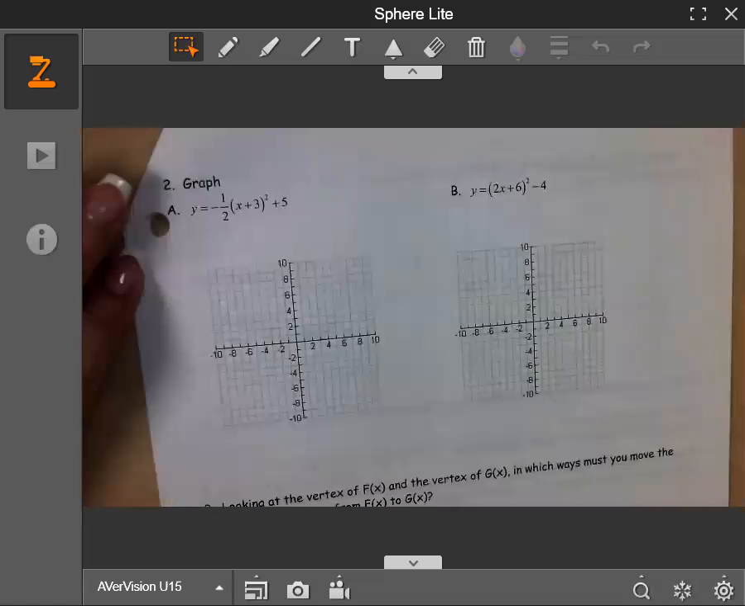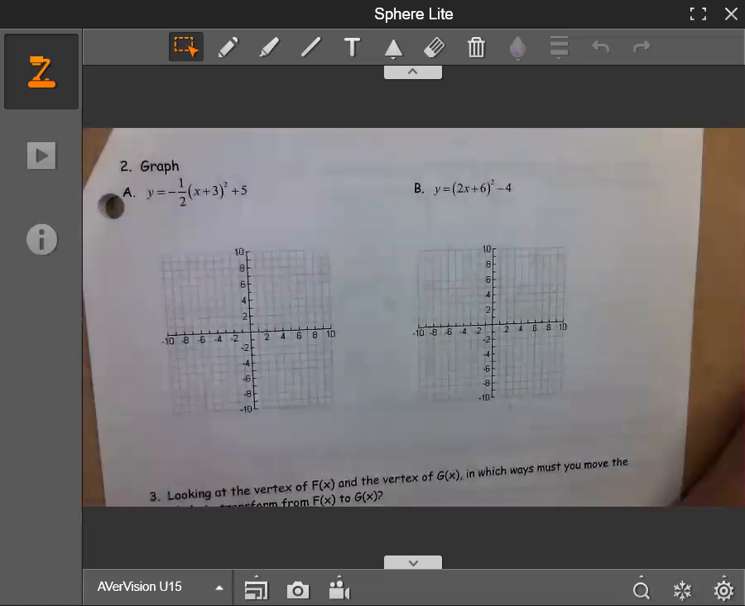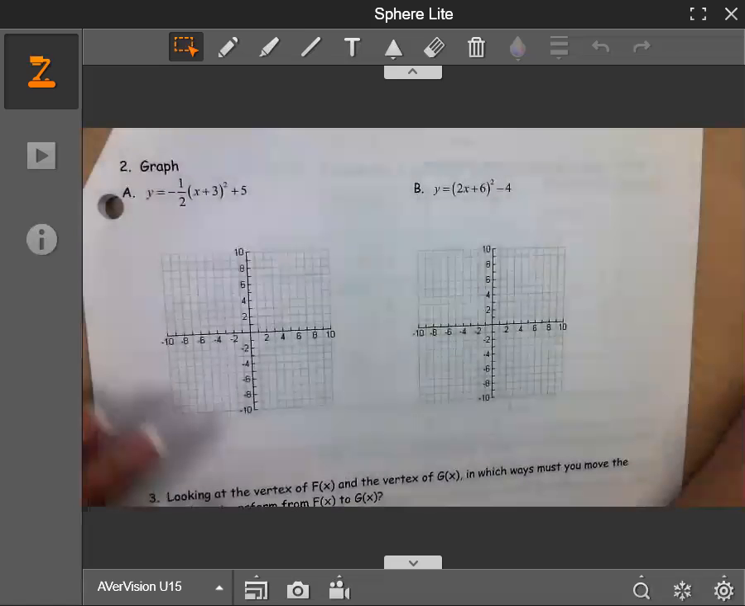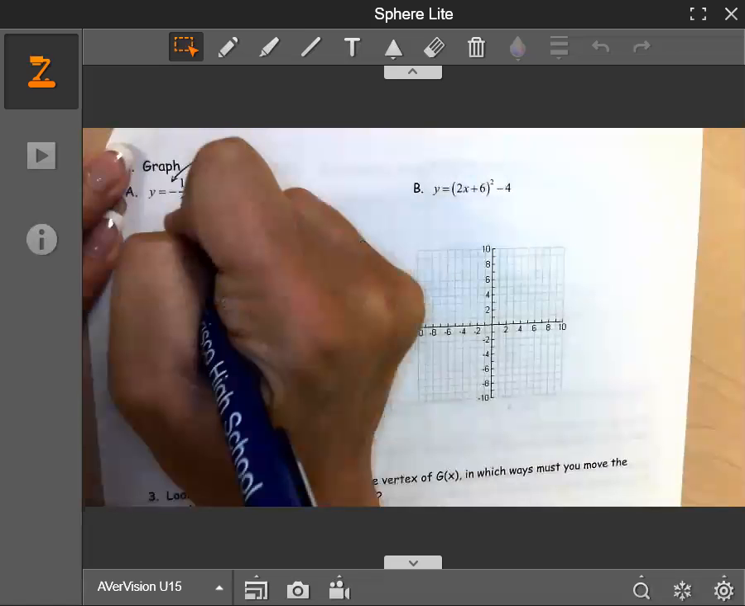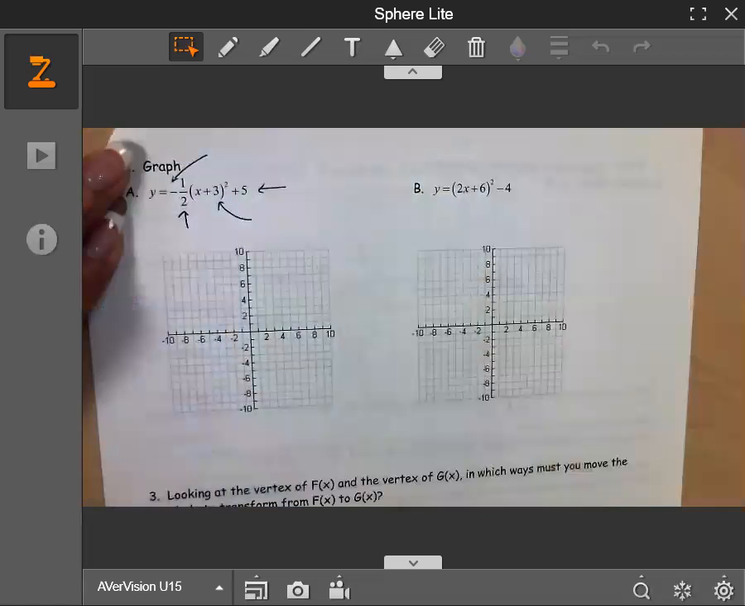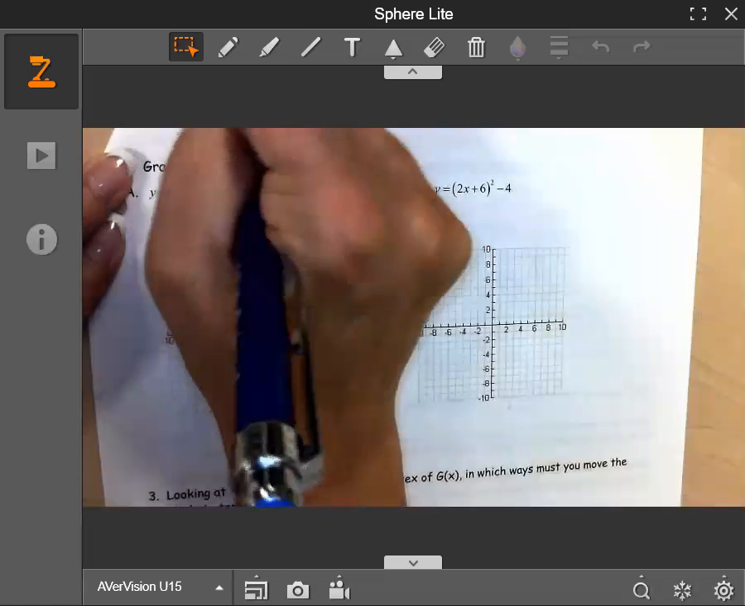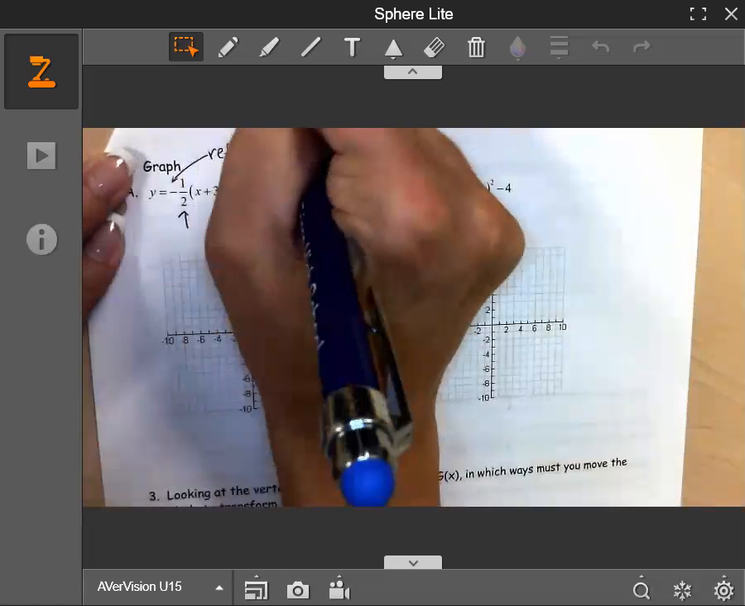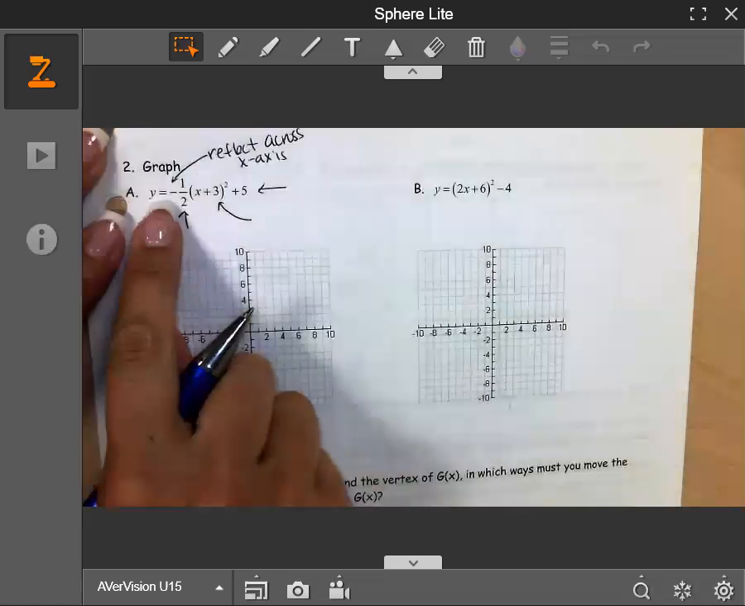So we're going to practice some more of those on this side here. We've got y is equal to -1/2 (x plus 3) squared plus 5. So we've got a couple of transformations there, and you want to take each transformation into account when you look at these to graph them. Our first transformation is a reflection across the x. That's that negative out in the front. We said when the negative is outside of the operation, that's a reflection across the x.